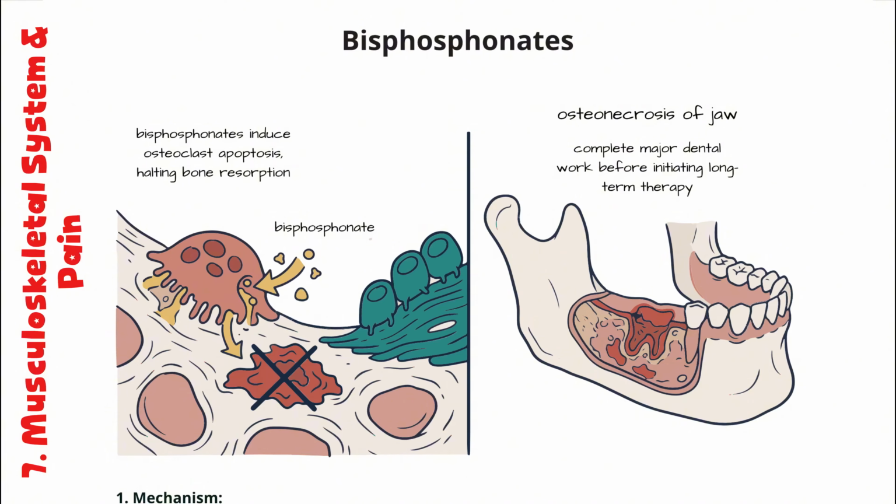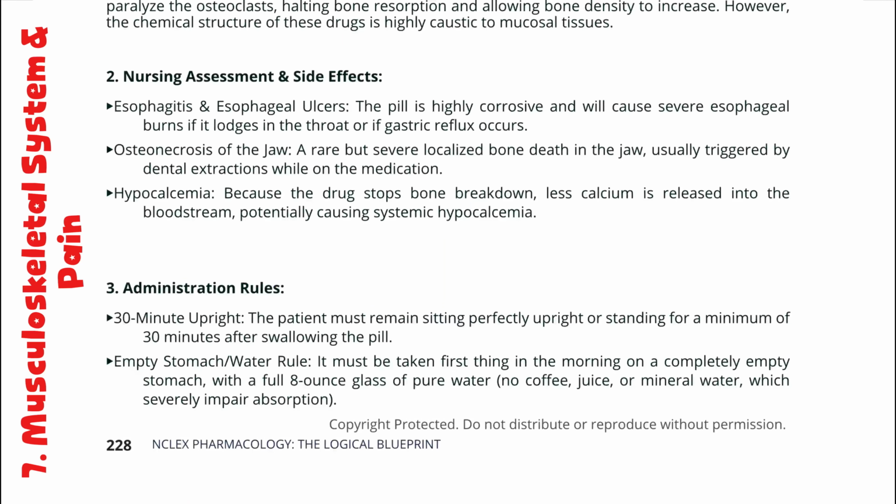Osteoclasts are outpacing osteoblasts. Bisphosphonates paralyze the osteoclasts, halting bone breakdown, but they're highly caustic to mucosal tissue. Severe esophagitis and esophageal ulcers if the pill lodges or reflux occurs. Osteonecrosis of the jaw, usually triggered by dental work while on the drug. Hypocalcemia from suppressed bone turnover.